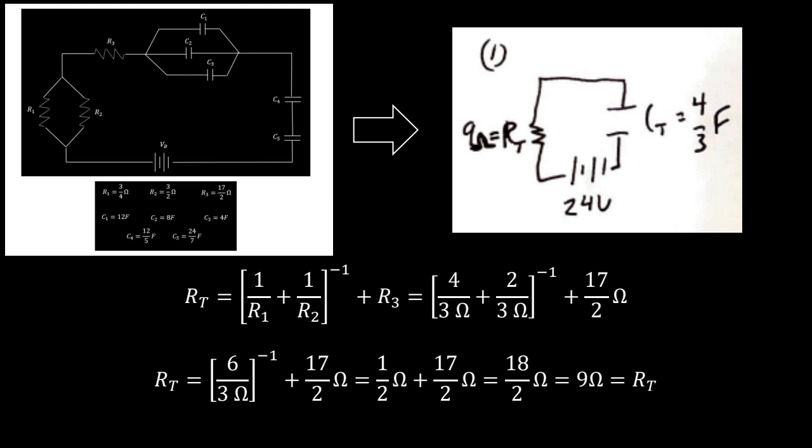So 4/3 Siemens, or 4/3 inverse ohms, plus 2/3 Siemens raised to the negative first power, plus 17/2 ohms. This eventually becomes 6/3 Siemens raised to the negative first power plus 17/2 ohms, or 1/2 ohm plus 17/2 ohms, equaling 9 ohms of resistance if we had one single resistor in this circuit. So that's how we get 9 ohms for RT.